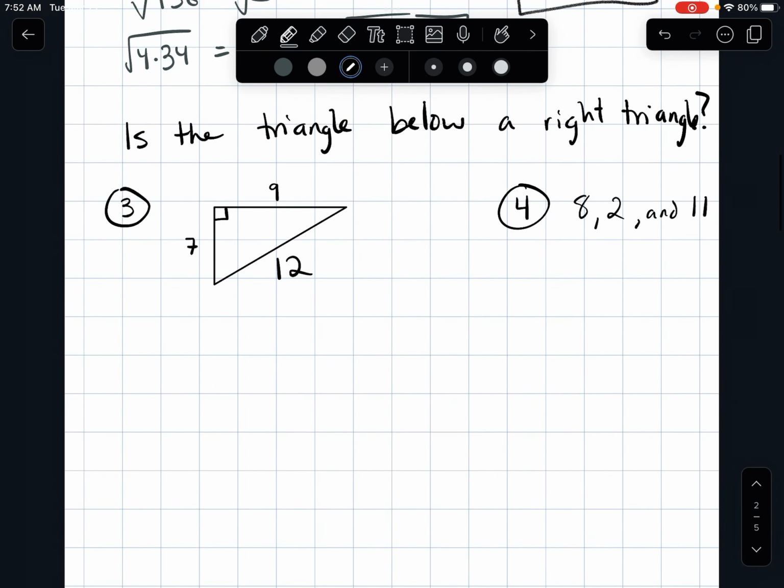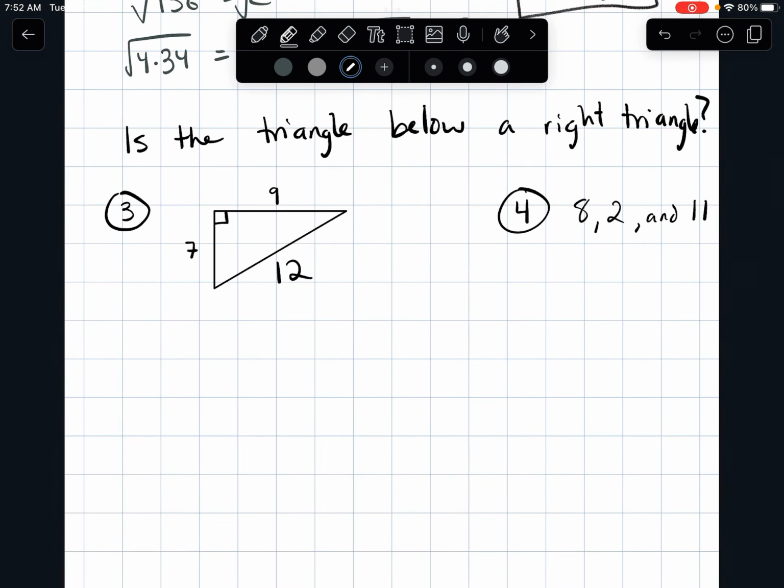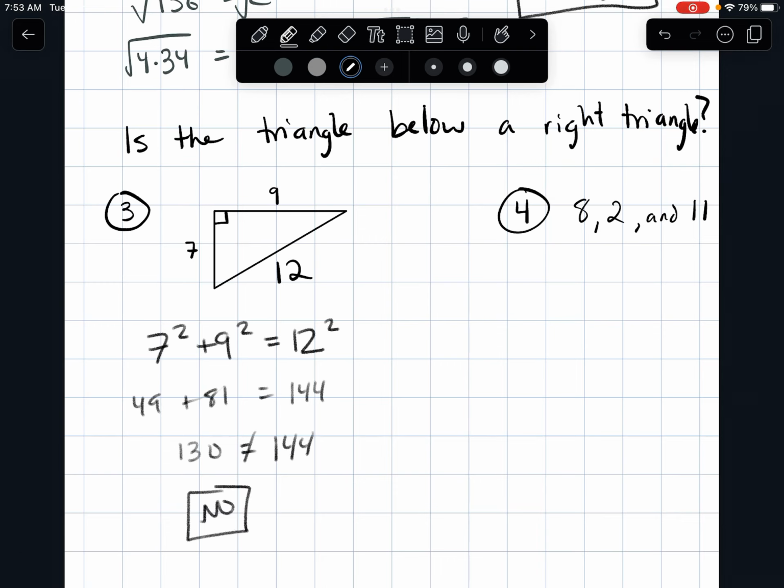All right. Next question, is the triangle below a right triangle? To determine if it's a right triangle, we know that a squared plus b squared has to equal c squared. That means 7 squared plus 9 squared has to equal 12 squared, because 12 is the hypotenuse, right? It's opposite the right angle. So I get 49 plus 81 equals 144. Well, 49 plus 81 is 130, which is not equal to 144, so the answer here would be no. This is not a right triangle.